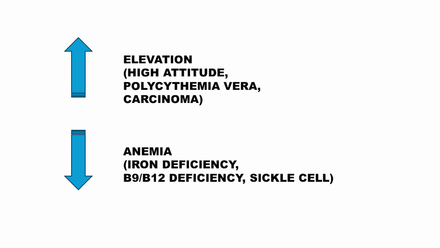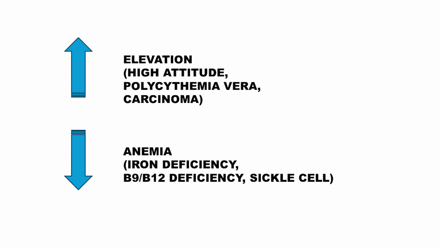An elevated hemoglobin level often occurs in conditions where red blood cell production is excessively stimulated, such as in the disease polycythemia vera or in compensatory responses to chronic hypoxia, for example, living at high altitudes, and even some cancers.